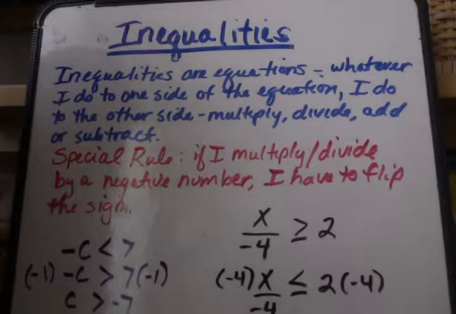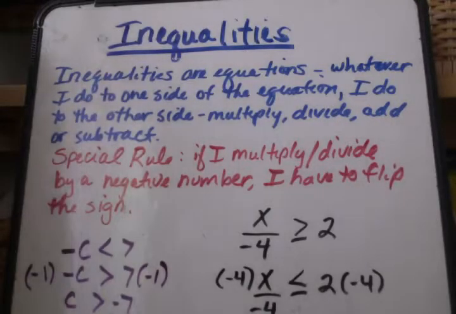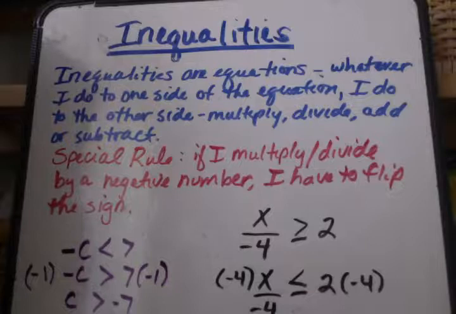So there is one special rule with inequalities, and this is really important to understand. And it's really specific, so you have to pay attention here. It's only if I multiply or divide by a negative number. Then what I have to do is flip the sign, the inequality. So whenever I multiply or divide by a negative number, then I have to flip the inequality sign.